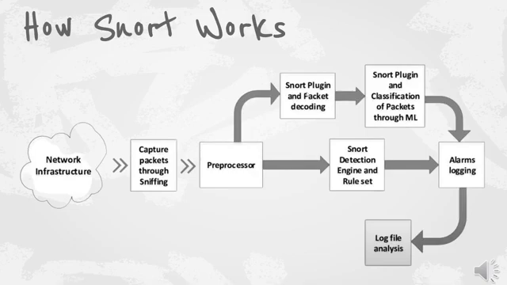And in the event a signature is matched, it triggers the alarm logging process, where it's either logged or an alert is sent to the administrator. And it also goes through the Snort detection engine and rule set, and again all comes into the alarm logging process, which is how Snort processes or essentially handles the traffic. And then of course again it goes to a log file for analysis.